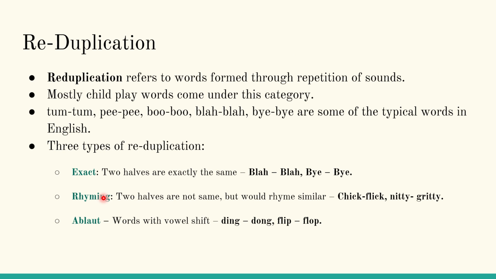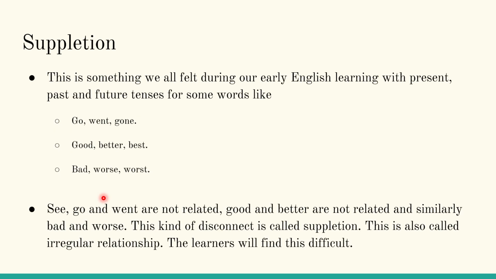There are three types of reduplications. One is exact, second is rhyming, third is ablaut. Exact is nothing but the first half being exactly similar to the second half: bye-bye, blah-blah. Rhyming is where the first half rhymes with the second half, but they are not the same: nitty-gritty, chick-flick. And the last one is with a vowel shift: ding-dong, flip-flop. They are not the same, just the vowels have shifted places. So that's called reduplication, and we have three types of it, and I discussed those three types here.